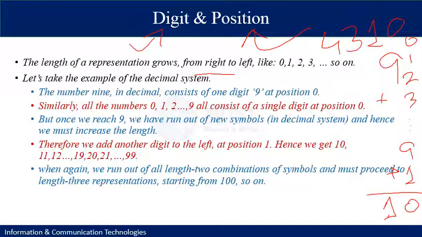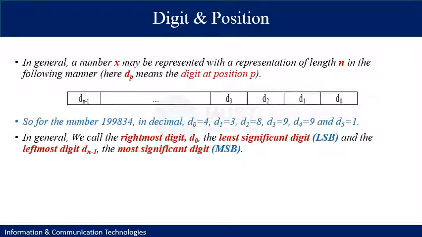So therefore we add another digit onto the left at position 1, and hence we get 10. And then we start adding 1 to each number and reach 99. Again, we do not have any extra numbers, and we run out of two-length combination symbols, and we must proceed to length 3 representation, starting from 100 and so on. So in general, a number x may be represented with a representation of length n in the following manner.